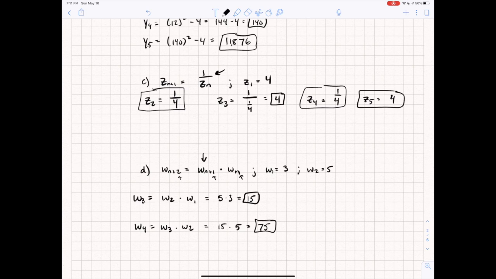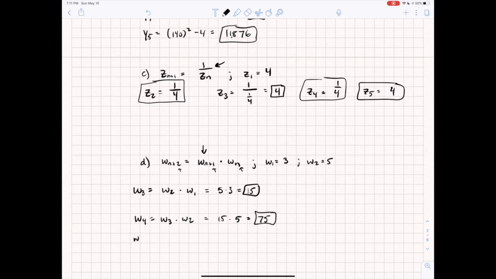And then we're going to do W5, which would be W4 times W3. So this will be 75 times 15. These numbers are going to get pretty big. Again, pretty quick, so 975.